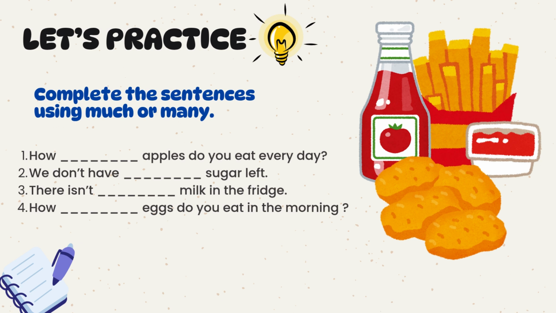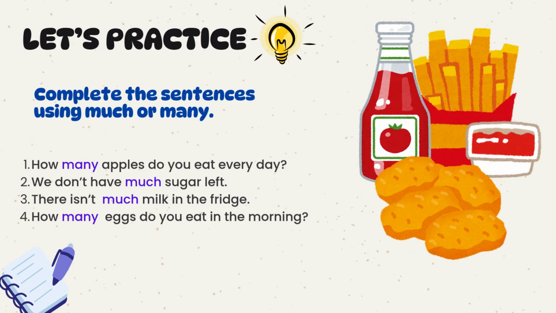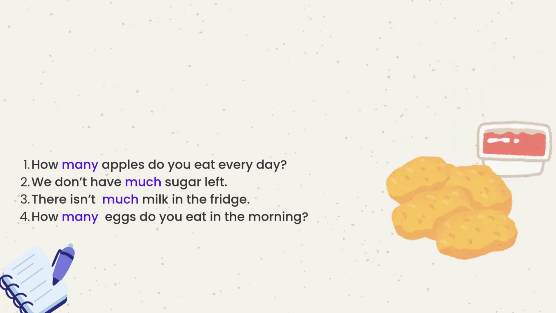And we have number 3, it says, there isn't milk in the fridge. It's many or much? It's much, right? Because milk is uncountable. And we have the last one, how eggs do you eat in the morning? It's many or much? It's many, right? Because eggs are countable. And we have the answers here, and all the practice is correct. So congratulations, guys, because you did a very good job. I see that you understand this grammar point very well.